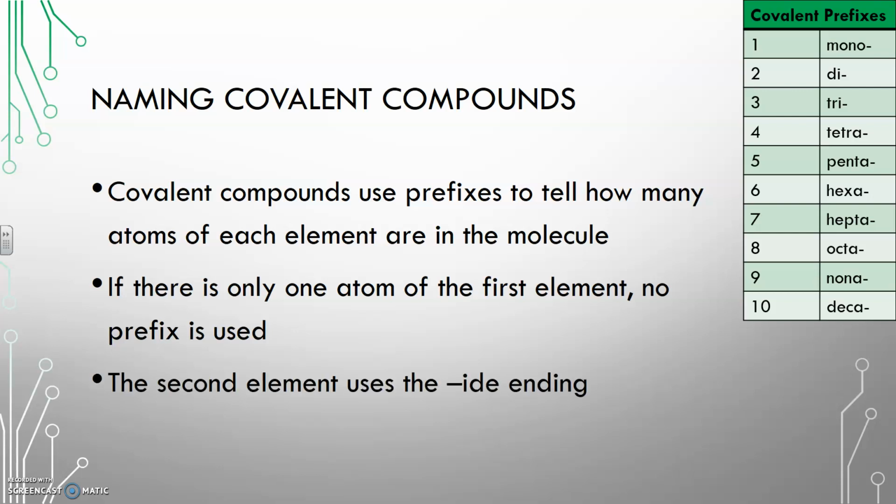There you go. So the second element still uses the IDE ending. Okay, the main key to being able to tell, if you're looking at a name, whether it's ionic or covalent, are the prefixes. Okay, if there is a prefix in the name, it is covalent.